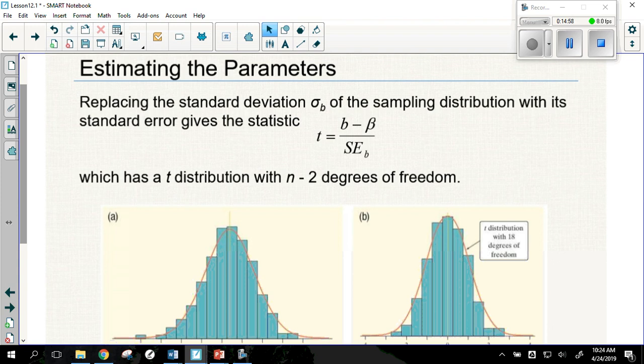This will be our test statistic that we'll get a t value from. It's not a test statistic. We're going to get a t value from there to get critical values.